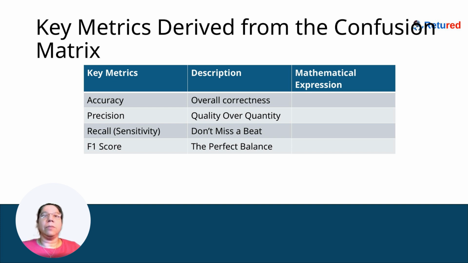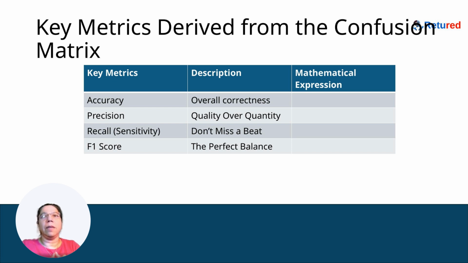Recall: sensitivity, don't miss a beat. Recall indicates the proportion of actual positives that were correctly identified. This metric is crucial when false negatives have serious consequences. Think of recall as a measure of completeness. Recall is about remembering everything important. Catch as many positives as you can.